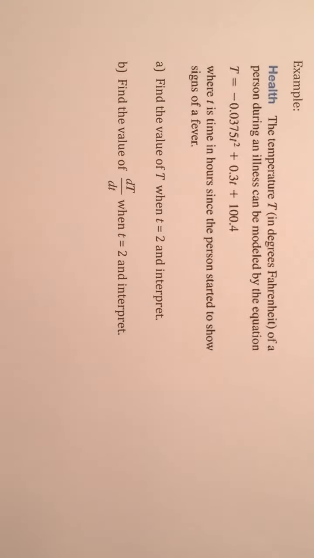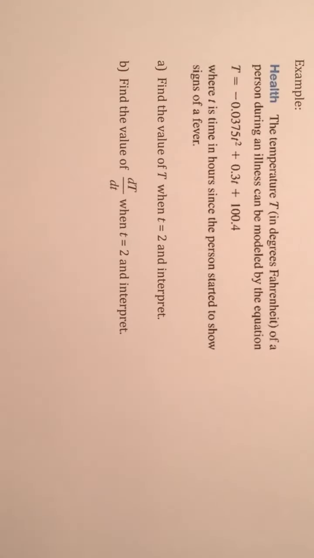Okay, next we're going to do this example, and it's an example where we can use the power rule. It says the temperature, capital T, in degrees Fahrenheit of a person during an illness can be modeled by the equation capital T equals negative 0.0375 t squared plus 0.3 t plus 100.4, where t is the time in hours since the person started to show signs of a fever.